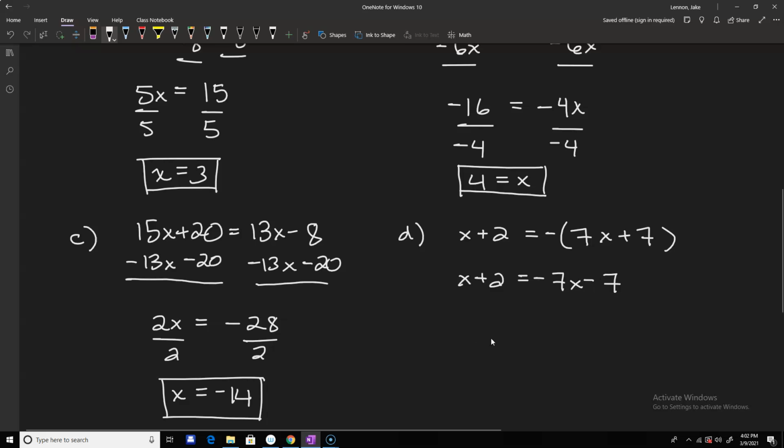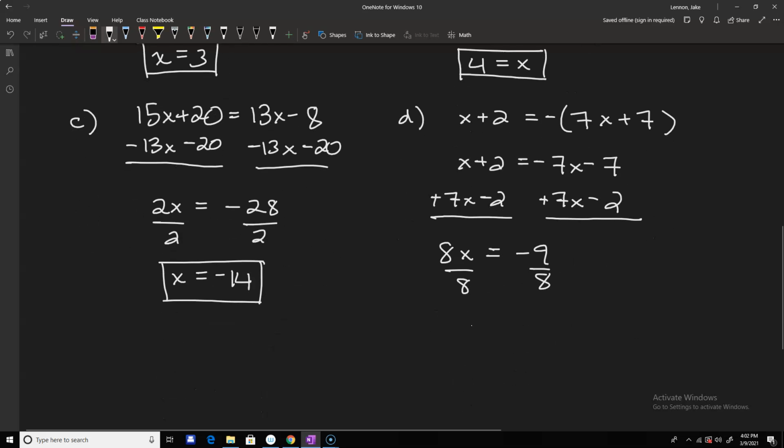And now we go through it like we have the previous problems. So let's say we want to move the x's to the left. That would amount to adding 7x to both sides. So my minus 7x and plus 7x will go away on the right. And then I want my regular numbers on the right-hand side, so I'll need to subtract 2. So x plus 7x makes 8x. 2 minus 2 goes away. Minus 7x and plus 7x goes away. And minus 7 and minus 2 is minus 9. And then I'm just going to divide by 8 to get my answer. X is negative 9 over 8.